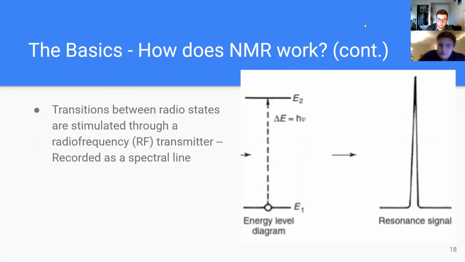And so going from there, we can use a radio frequency transmitter. We can now stimulate these transitions and measure the spectral line that comes out after we've stimulated these transitions. And now, using that resonance signal and this data output that we'll show you later, we can determine what elements we have.